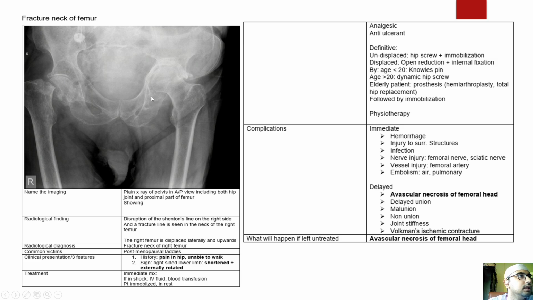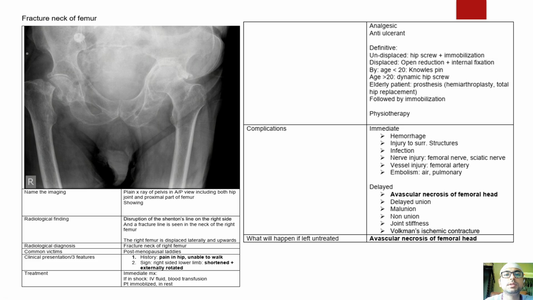What is the Shenton line? This is the central line. This is the Shenton line. Here is the Shenton line. So this is the regular Shenton line on this side, but on this side the head is fractured, so the Shenton line is disrupted here. And the right femur is displaced laterally and upwards, and the radiological diagnosis is fracture neck of the right femur. The common victims are postmenopausal ladies because they have osteoporosis.